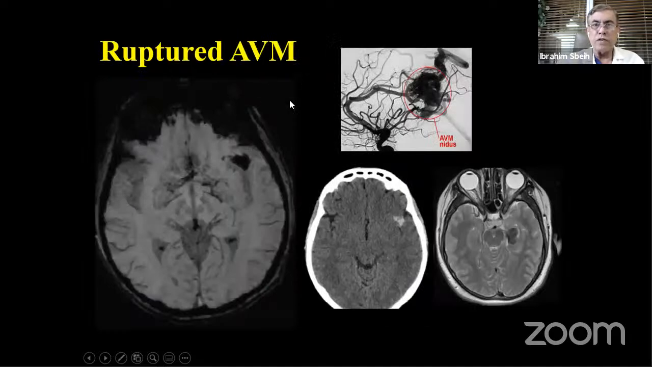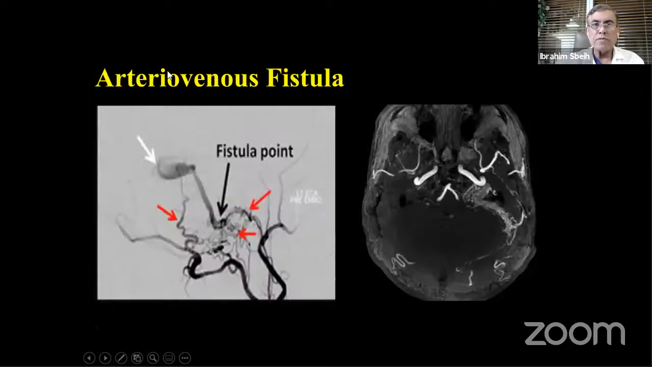Ruptured AVM, arteriovenous malformation. Rupture of arteriovenous fistula, it is something we forget about. We think of aneurysms, AVMs. We forget all the vascular pathology of the brain. And this is one of the forgotten pathologies of the brain, arteriovenous fistula.